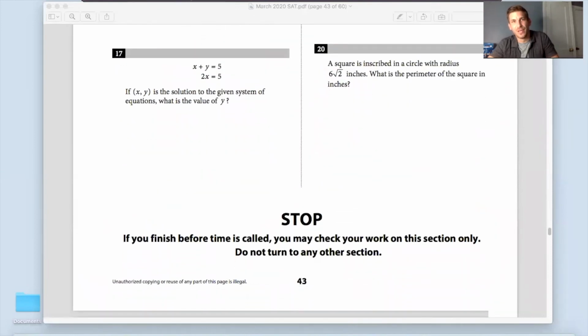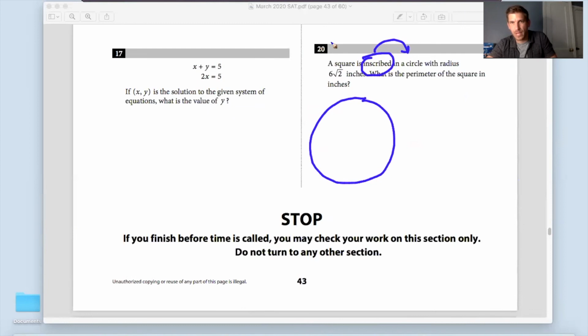All right, so this question says, a square is inscribed in a circle with a radius. Now, whenever they say inscribed in, it means that's the shape that's inside of the other shape. So when they say in a circle, that means I first want to draw the circle, and then the square is inscribed in the circle. So this is what I mean by inscribed in.